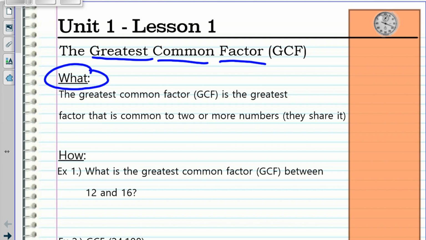So let's break this down. What is a factor? That's the first thing. Think about this, I'll give you an example. If you add 2 numbers together, what is the answer called? Right, the sum. And when you subtract, the difference. So for multiplication, the answer is a product.